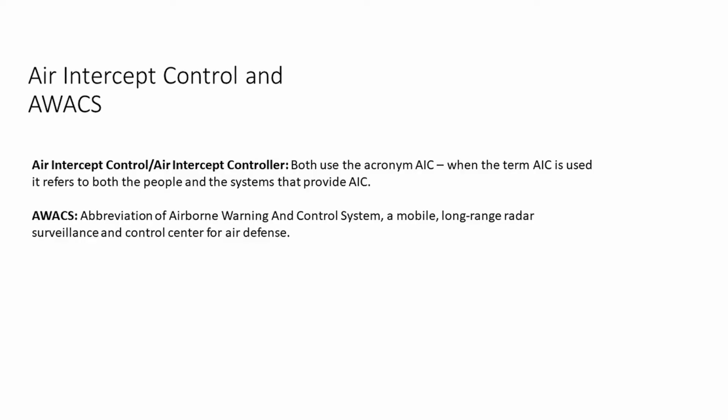Before we get started, we have to go over a couple of terms. First, we have Air Intercept Control and Air Intercept Controller. They're both used to describe the same thing, and that is the people and the systems that we're going to cover in this exercise. Next up is AWACS, and that is Airborne Warning and Control System.